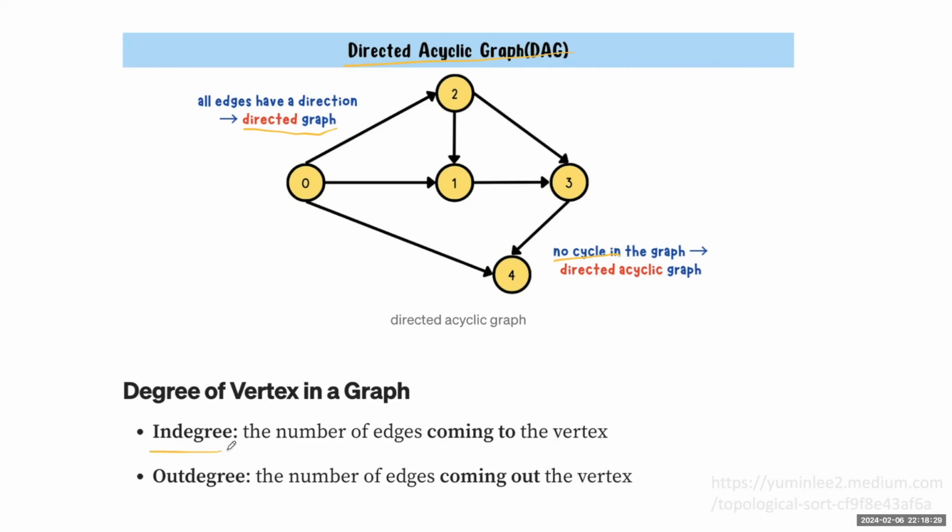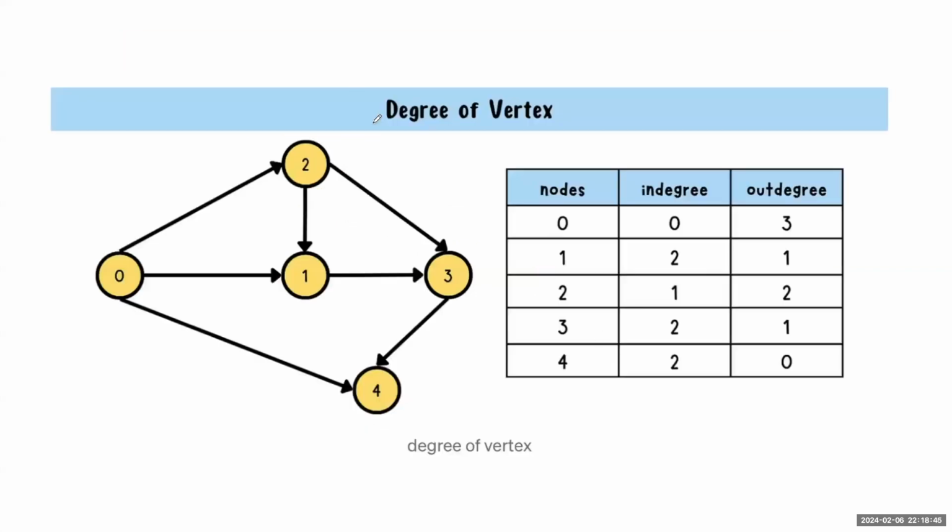In degree means the number of edges coming to the vertex. This is coming to the vertex; this is called in degree. And out degree is coming out. So the degree of a vertex, for example node 0, has 0 in degree, but it has 3 out degree.